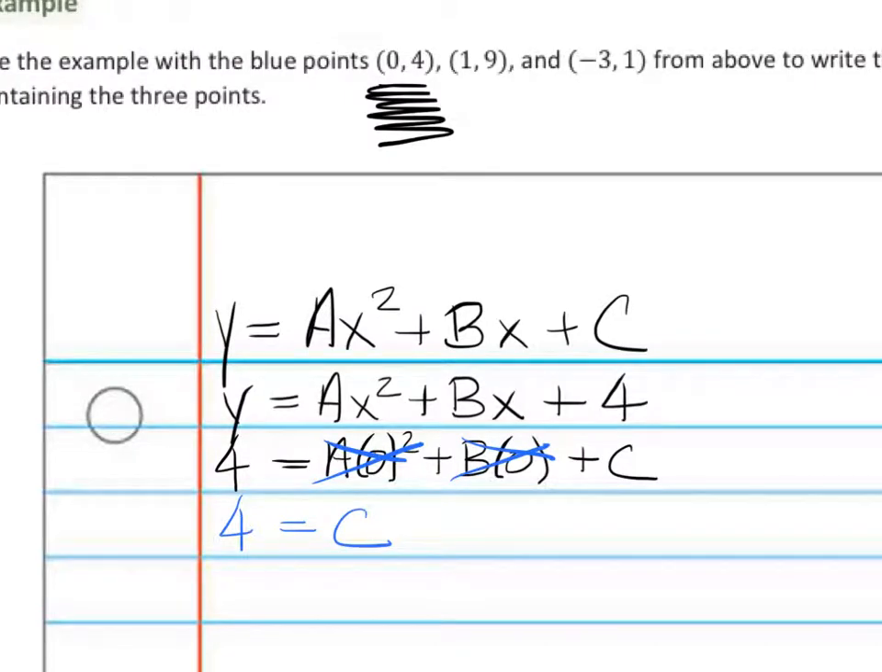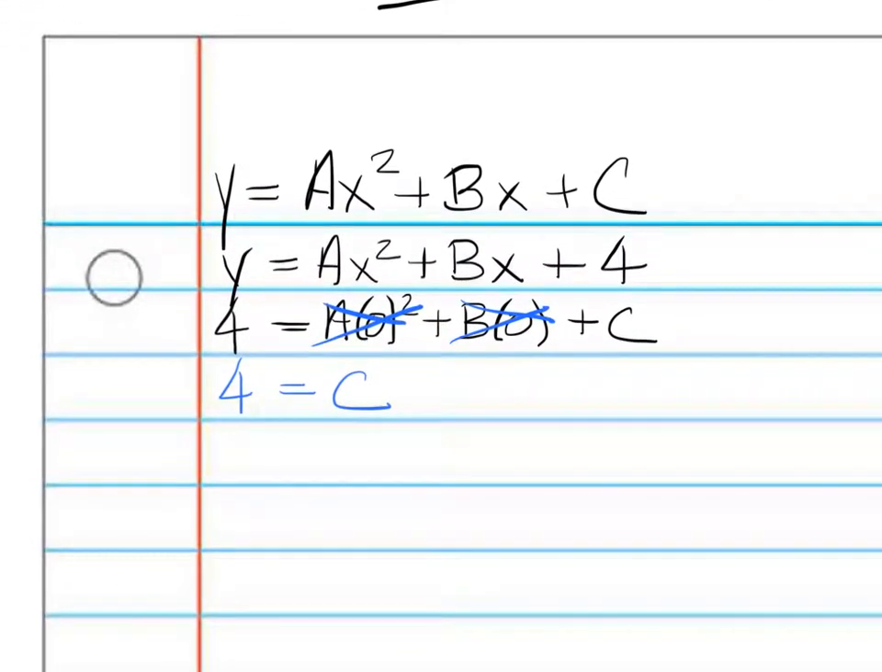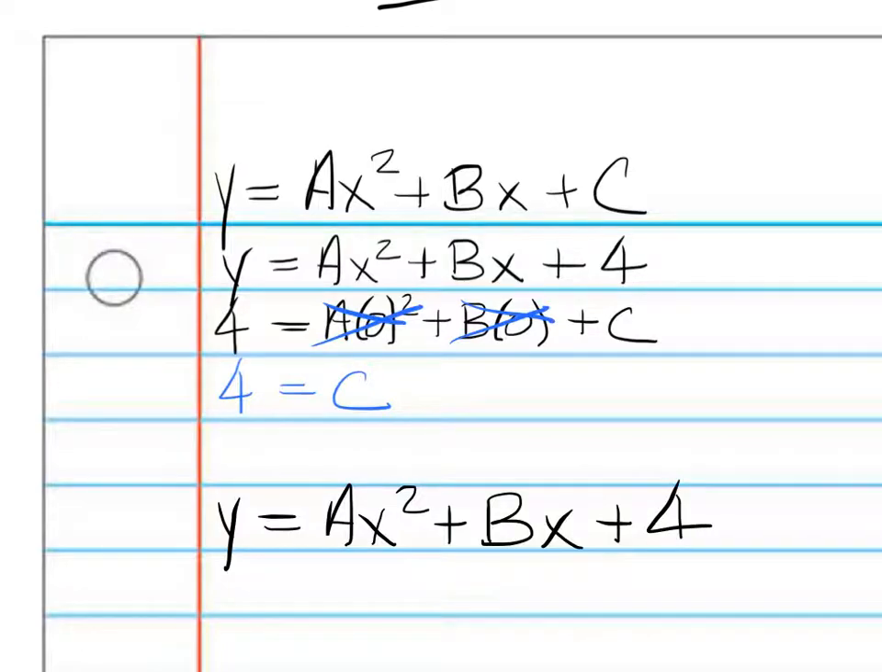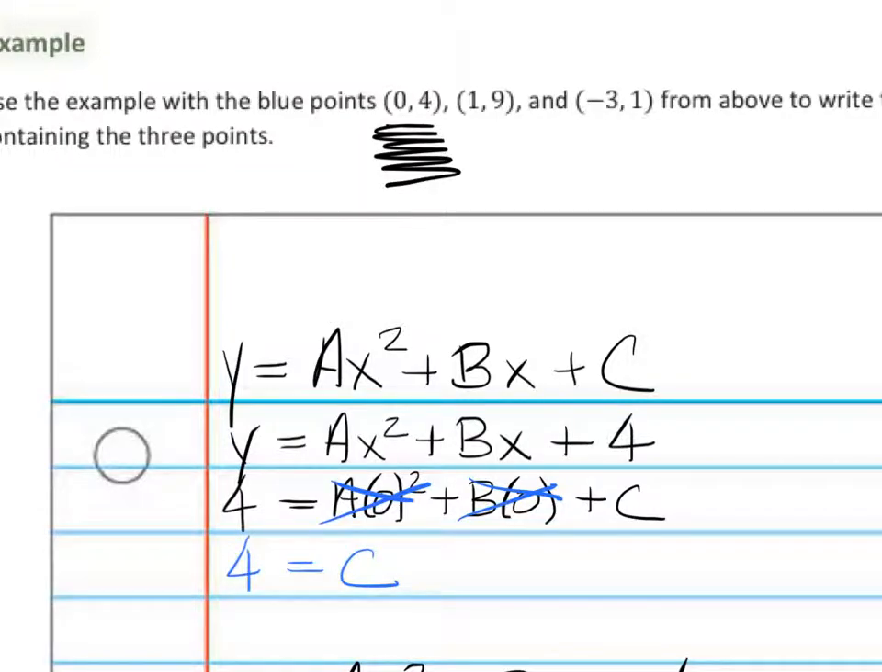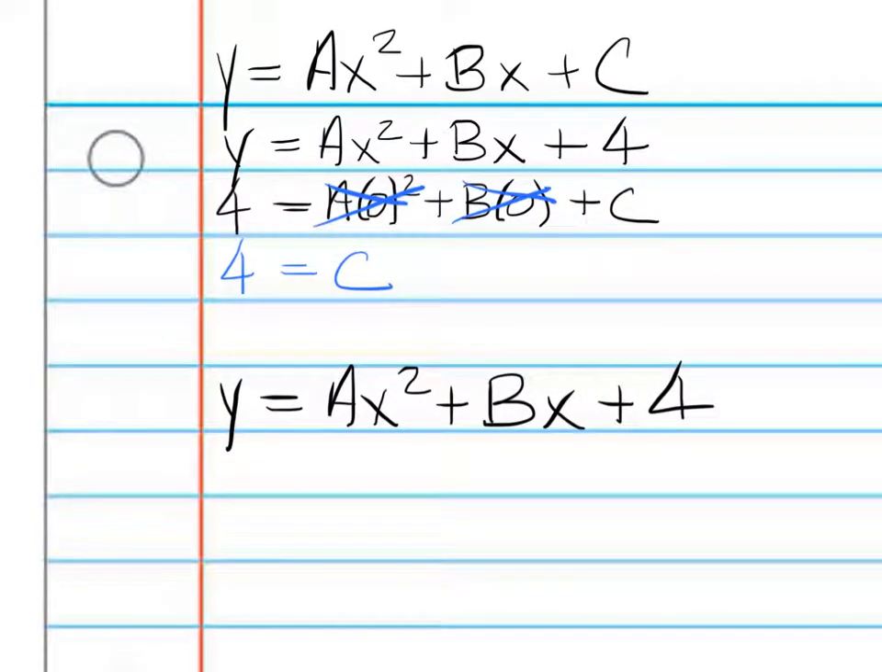Next up, we have to figure out what a and b are. So we're going to go back and start with this: y equals ax squared plus bx, and we know that c is 4. We're going to use one of these points. We're going to use 1, 9 to start with. That means if I plug in a 1 to this function for x, I will come back with a 9 for y. So we put 9 in for y, and we put 1 in for x.